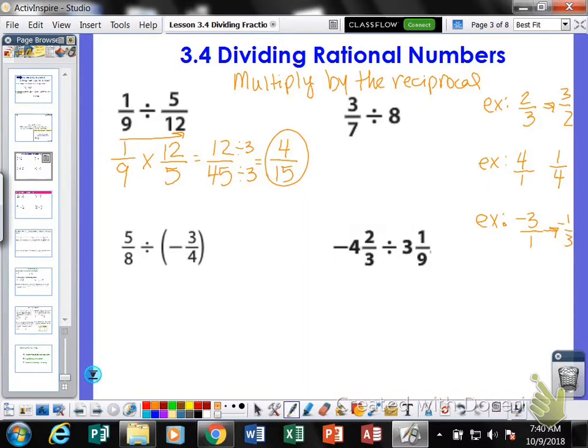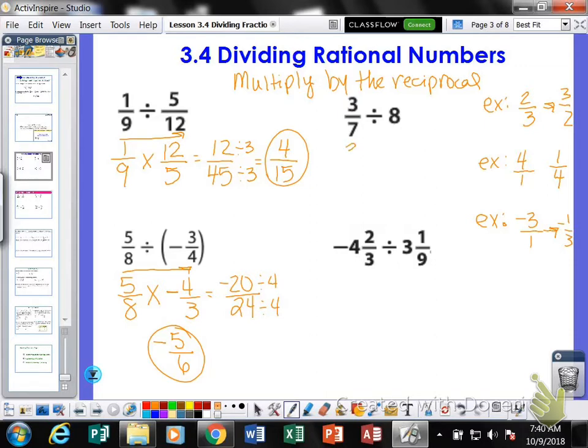And the one below here, 5/8 divided by -3/4. So we're going to change division to multiplication, and then we're going to flip. So we want the reciprocal of -3/4, which is -4/3. And then we're going to multiply across. So 5 times -4 is -20 over 8 times 3, which is 24. And then I notice that both of these can be divided by 4, which gives me -5/6 as my final answer. We always have to simplify.